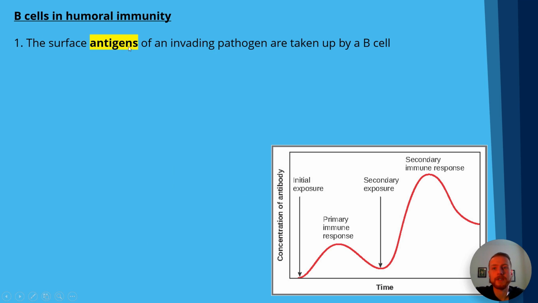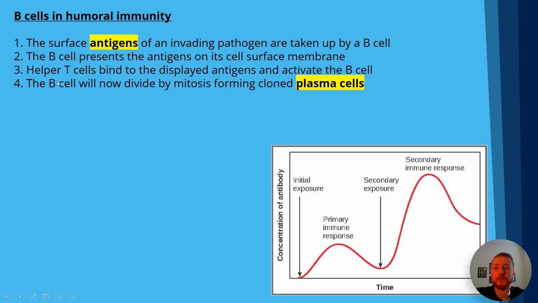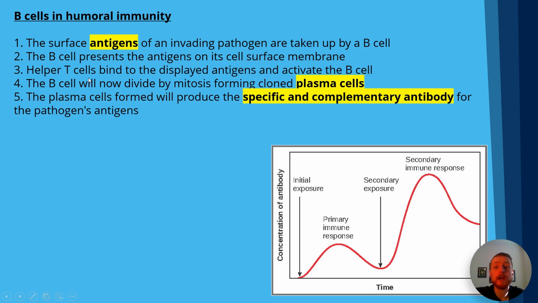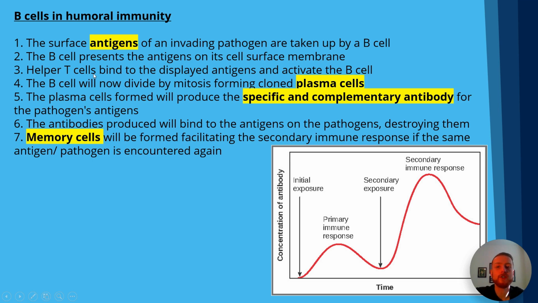Well, number one, the surface antigens of an invading pathogen are taken up by a B cell. Next, the B cell presents the antigens on its cell surface membrane. Then, helper T cells bind to the displayed antigens and activate the B cell. After that, the B cell will now divide by mitosis, forming cloned plasma cells. Next of all, the plasma cells formed will produce specific and complementary antibodies for the pathogen's antigens. Number 6, the antibodies produced will bind to the antigens on the pathogen, destroying them. And 7, memory cells will be formed, facilitating the secondary immune response if the same antigen or pathogen is encountered again.